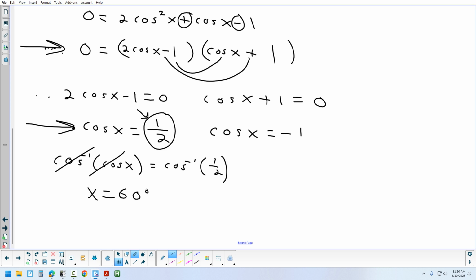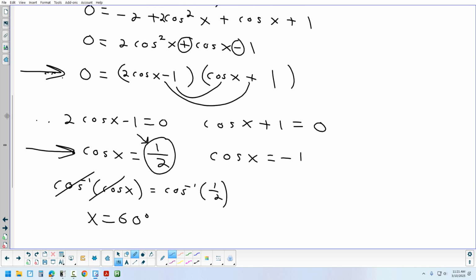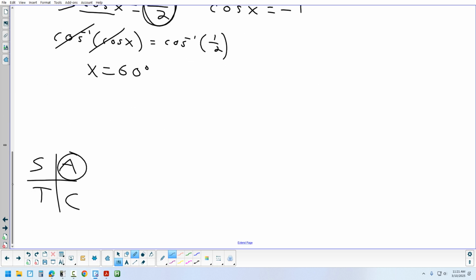Now, 60 degrees. Is that in a quadrant or is that on an axis? Quadrant. That's in a quadrant. So now 60 degrees is my reference angle. 60 degrees is in which quadrant? Okay, I got that one. We're looking for where cosine equals a positive number. There's somewhere else here that cosine is positive.